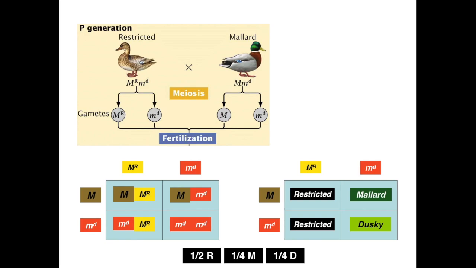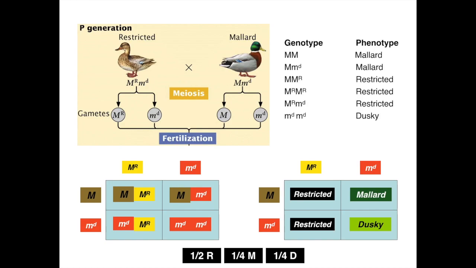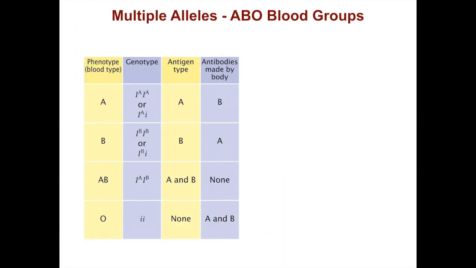From this, we can think about all the different genotypes and phenotypes and figure out which alleles are dominant to each other. So restricted is dominant over mallard, which is dominant over dusky. So restricted is the most dominant allele. Let's consider another example of multiple alleles, the human ABO blood groups.